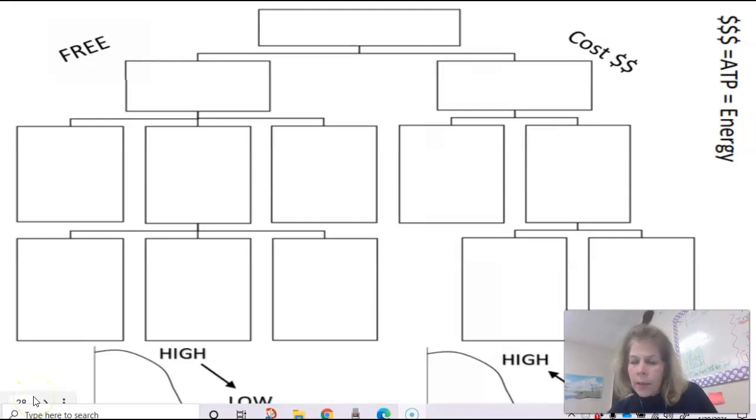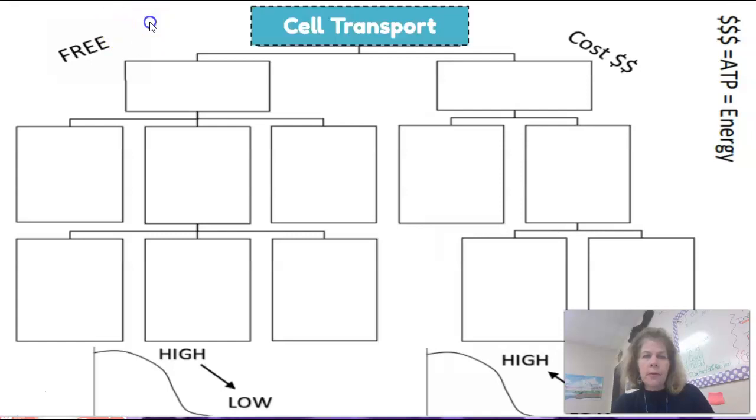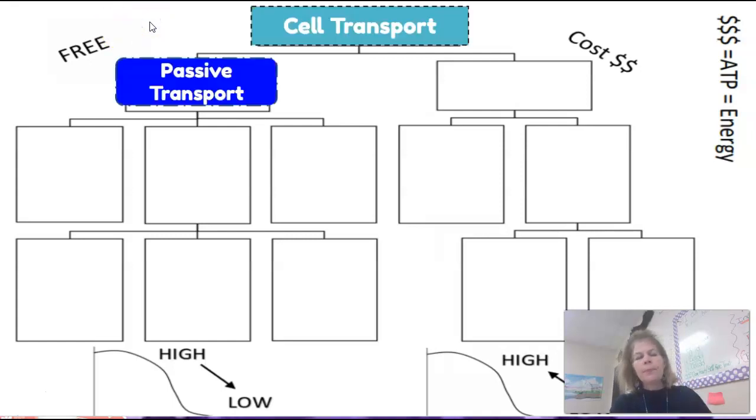Okay, we have this graphic organizer that every mastery path has, and it's about cell transport. And cell transport is just what it says. There's something here, and the cell moves it over there, just like transportation. So that's what the title and the topic of cell transport is. Now you'll notice over here it says free, and for a cell, free means no energy. And then cost on the other side of the graphic organizer means energy.